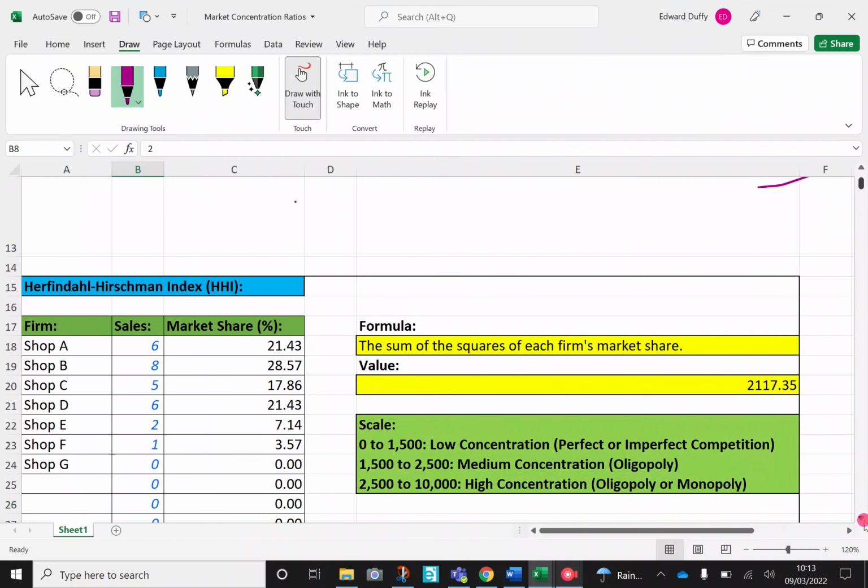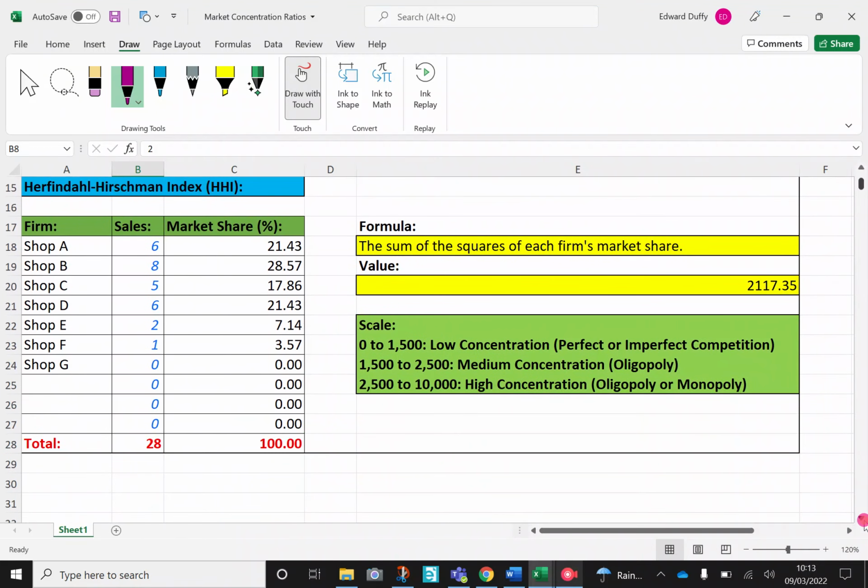The second one is the HHI. I've put in the same data again here, based on the same class survey. So 6 people going to shop A and so forth. The difference in this one is that the HH index calculates all of them. So it gives you a different answer, and it's measured, as you can see here, along an entirely different scale.